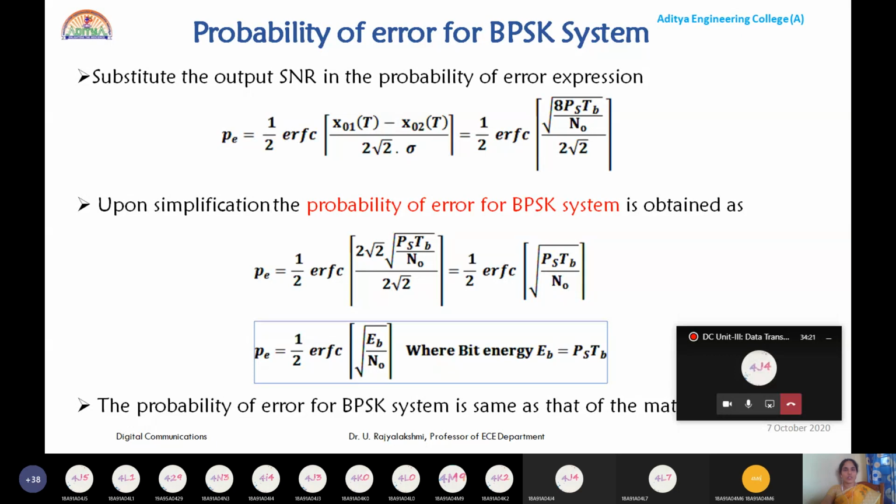What is the probability of error expression for the BASK system? We got almost the same form, but with a difference: half ERFC of square root of Eb by 4 N naught. What can you conclude, which probability of error is more?